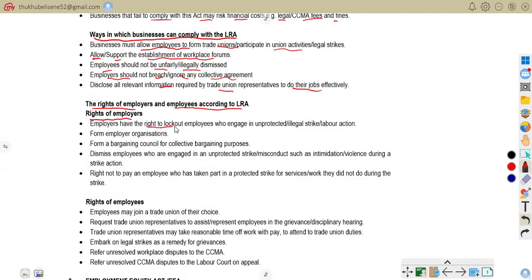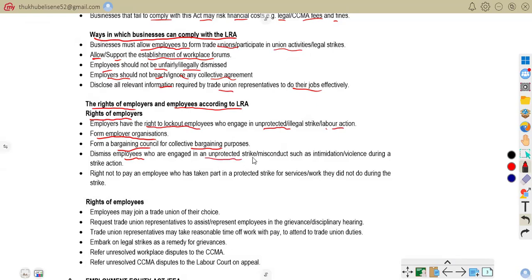It says employers have the right to lock out employees who engage in unprotected or illegal strike action. So what it means is that if employees strike without following the legal procedure, the employer may refuse them entry to the workplace, because now the employer has the right to refuse them entry. That's what it means. Form employer organization. So it means that employers may join groups that represent their interest in labor matters. That's what it means. Form bargaining council for collective bargaining purposes. So it means that employers can create councils with trade unions to negotiate wages and working conditions.